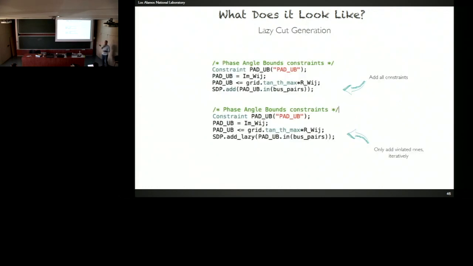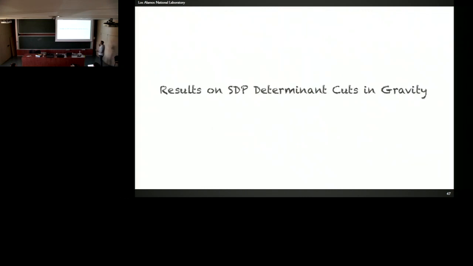Of course, the lazy cut generation, I was also able to do that in a simple fashion, where this is the phase angle bound constraints in the ACOPF. It's just a simple linear constraint. It's indexed on the set of bus pairs. If you say add, it will add all of the constraints on all of the bus pairs. And if you just say lazy, it will iteratively solve your problem, check if any constraint is violated, and then add them dynamically.